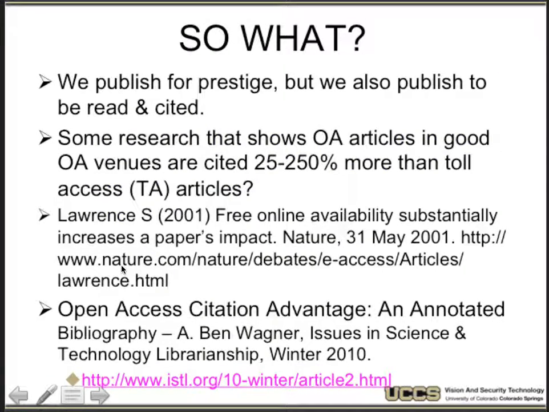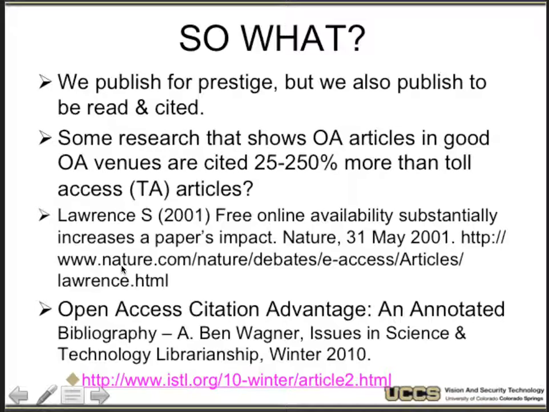So why is this important? Well, we publish for prestige, but we also publish to be read and cited, that is, to have an impact. Research shows that open access articles in good open access venues, so it still matters how good the venue is, are cited between 25 and 250% more than toll access articles. In my own work, I've seen this where I have some publications that are behind a paywall and therefore hard to get, and others, like CBPR, which have open access. And the citations between them are clearly differentiable. I can look at them and say the open access ones definitely have had a bigger impact in terms of the number of people who have cited them.